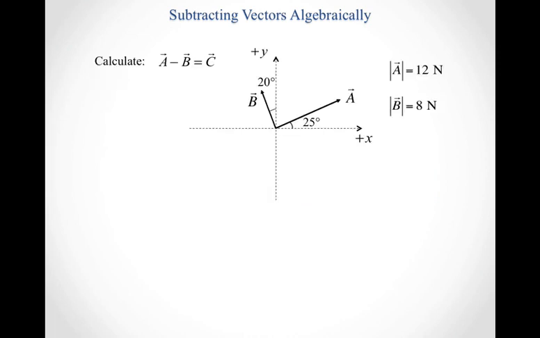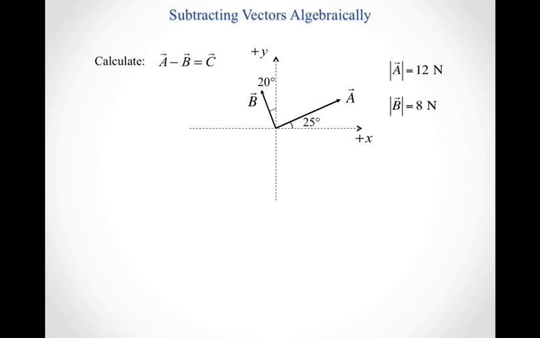Let's say we have two vectors. Vector A has a magnitude of 12 newtons and makes an angle of 25 degrees above the positive x-axis. Vector B has a magnitude of 8 newtons and makes an angle of 20 degrees to the left of the positive y-axis. What I'm interested in calculating is vector A minus vector B, and I'll give that a name, vector C. So the equation we're going to set up here is A minus B equals C. We just have to set that up as a vector equation.